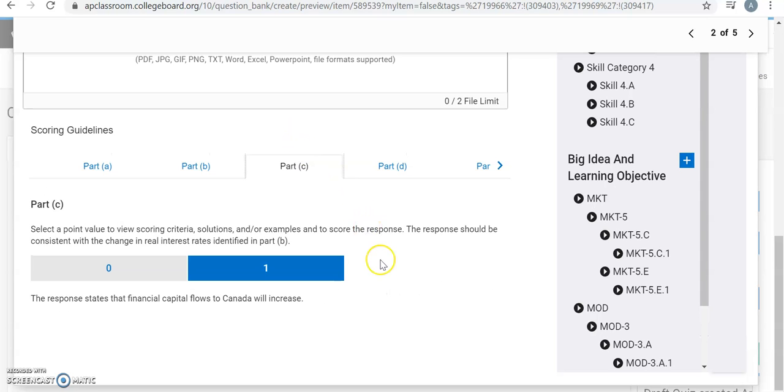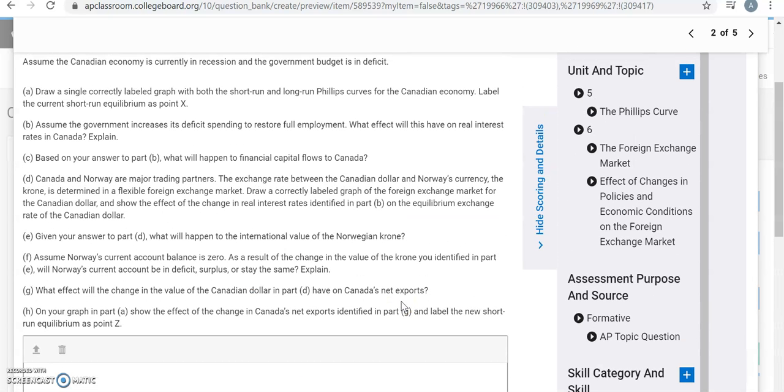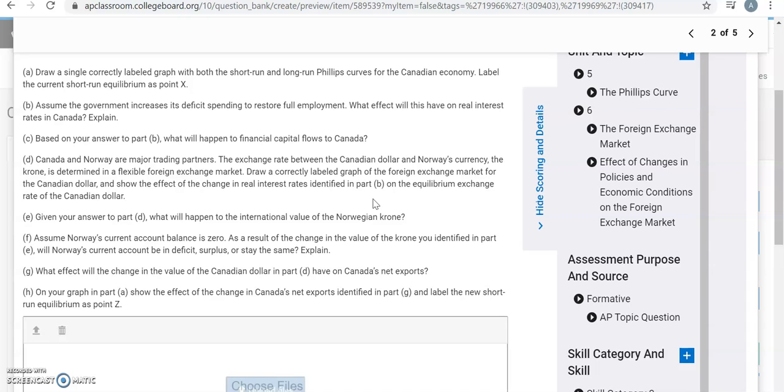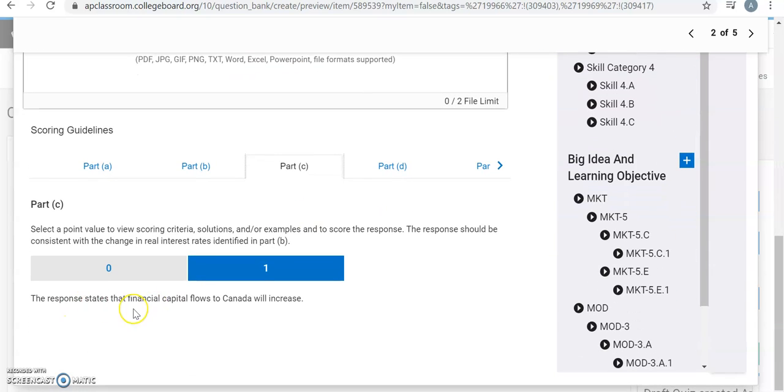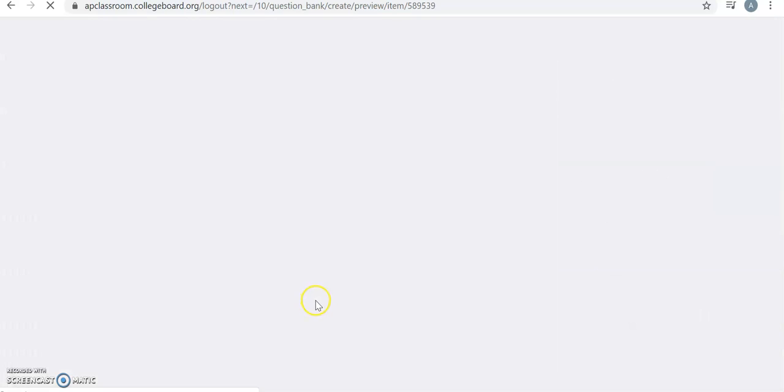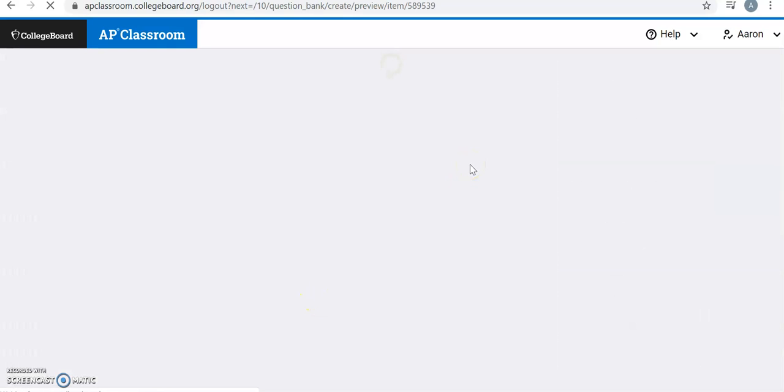So part C. Based on your answer to part B, what will happen to financial capital flows to Canada? And if your assumption was they would increase, you are correct. The financial capital flows to Canada will increase, because that's the point of, oh, it signed me out.